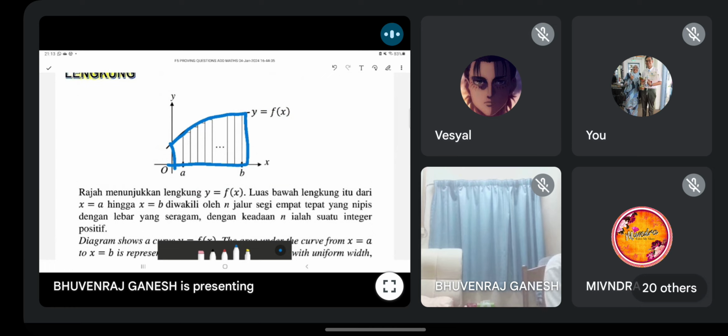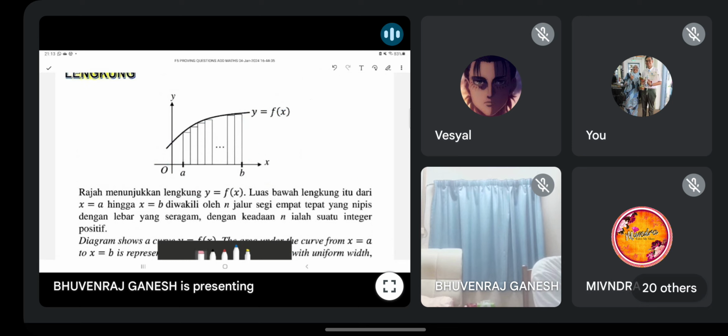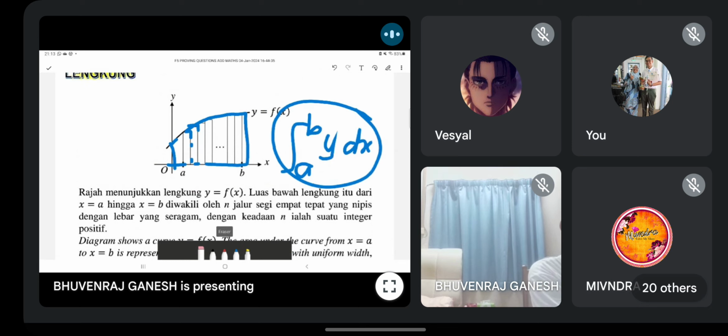Okay, basically, we're using integration. You all know this is the formula you use. But how do we prove this formula? How do we prove this one? So the concept is by dividing it into rectangles. Okay, because if you try to zoom out, wait, let me enlarge this.